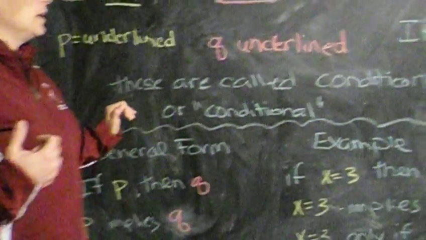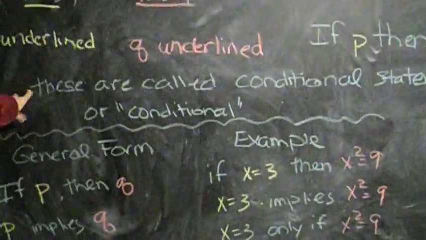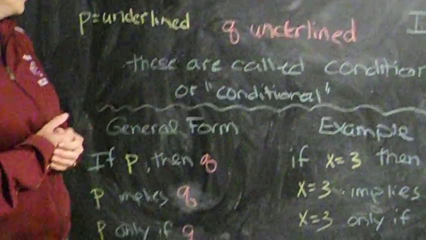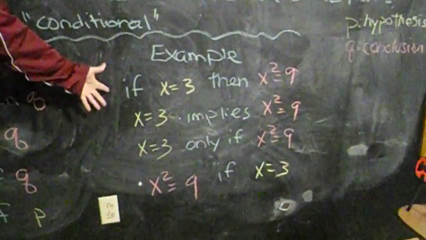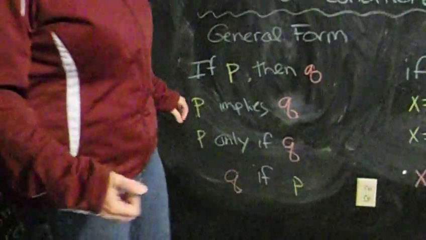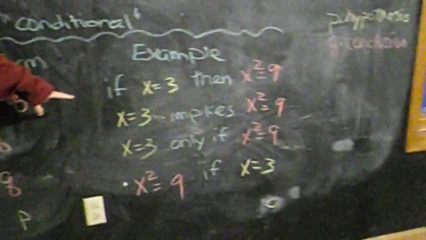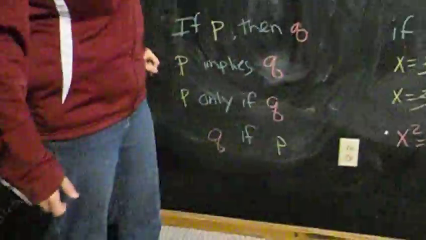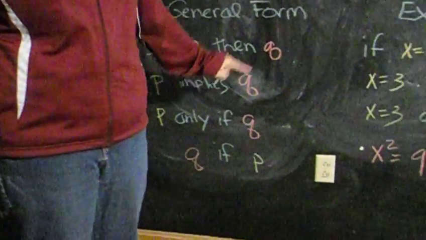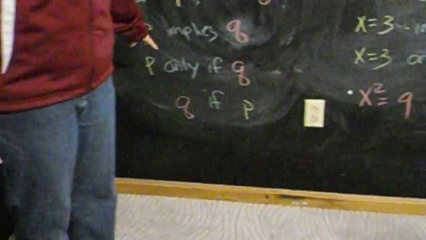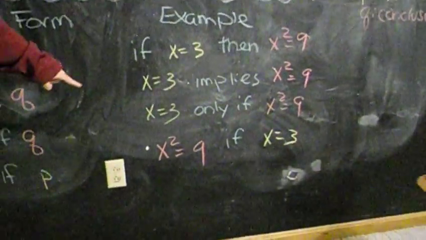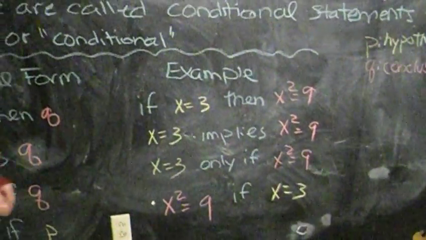Okay, so they're called conditional statements or just conditionals. The general form is if P, which is the hypothesis, then Q. The example would be if x equals 3, then obviously x squared equals 9, right? P implies Q. X equals 3 implies x squared equals 9. P only if Q. X equals 3 only if x squared equals 9. And then Q if P, we switched them. X squared equals 9 if x equals 3. Make sense? Okay, moving along here.